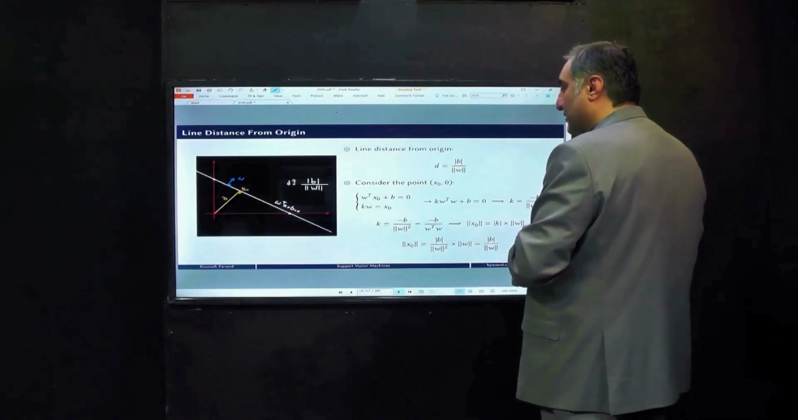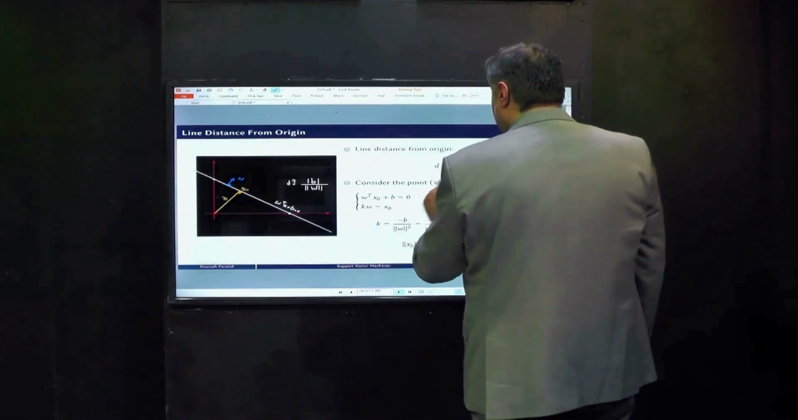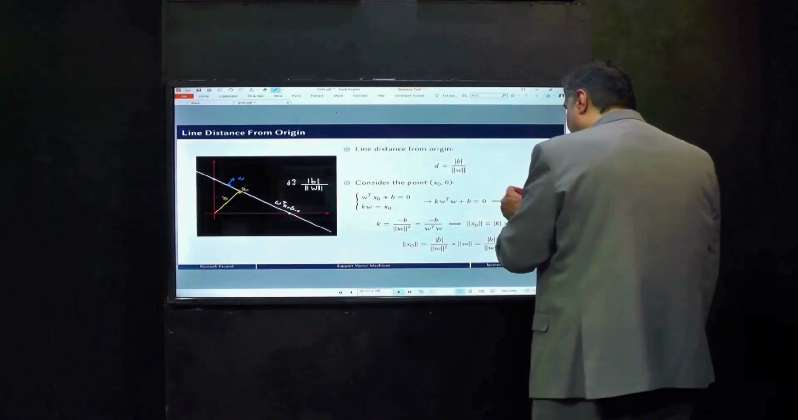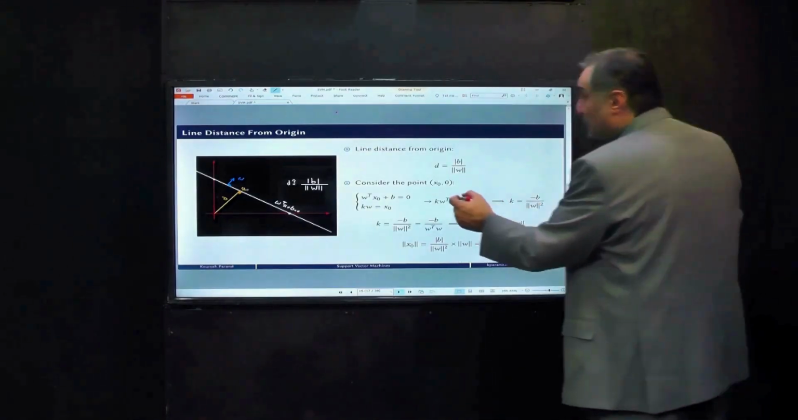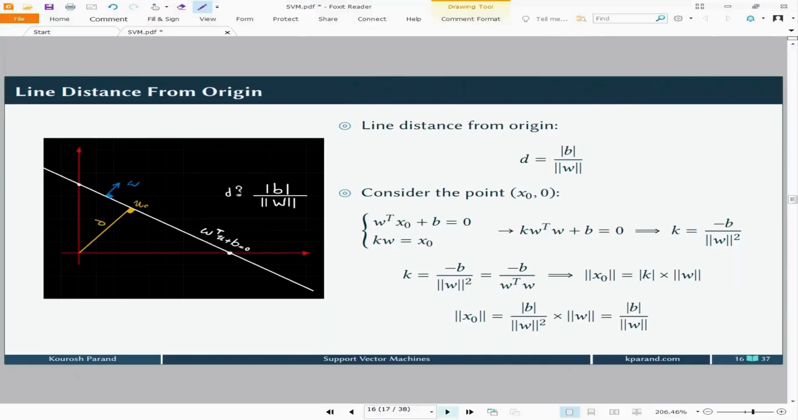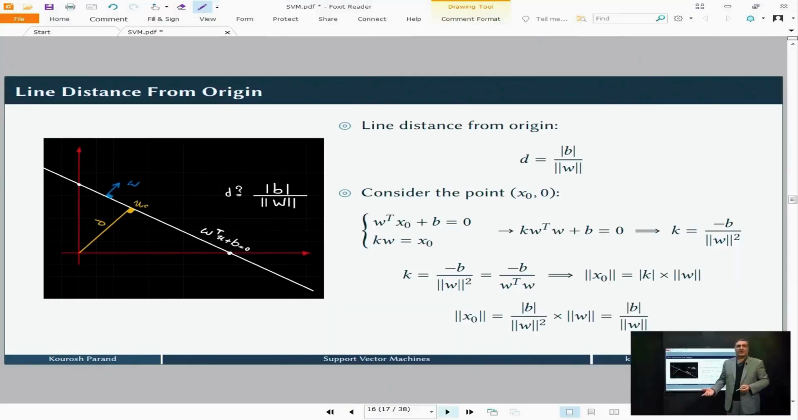So what was the goal? Friends, the goal was to find k, so we bring it to this side and it becomes negative b divided by W transpose W. You know from linear algebra that W transpose W is actually the norm of W, specifically the L2 norm squared. So k equals negative b over W transpose W, and we substitute the L2 norm of W squared. All right, so k takes this form.